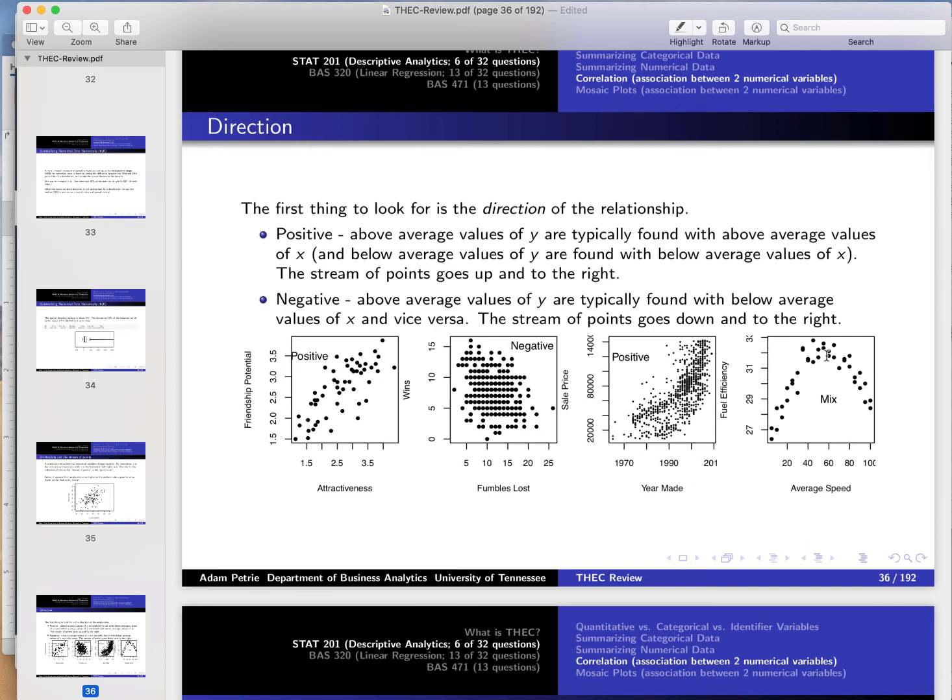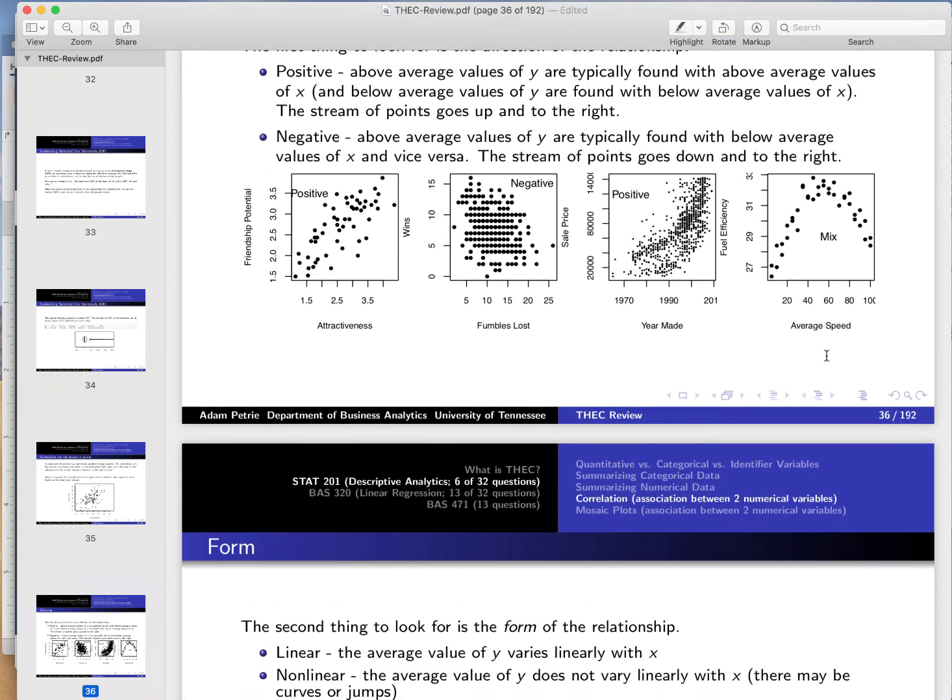Times have changed. There's no reason to keep it at 55 now. That's why things are more like 65 or 75, depending on the state. But back in the day, that's why that was the case.